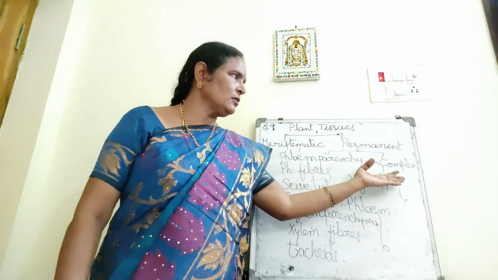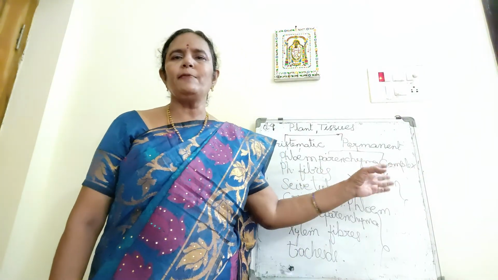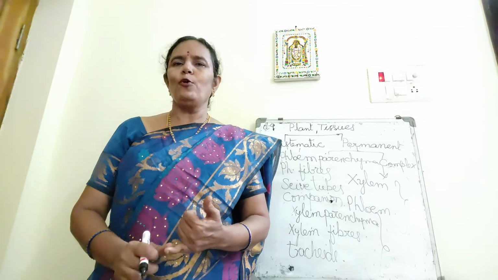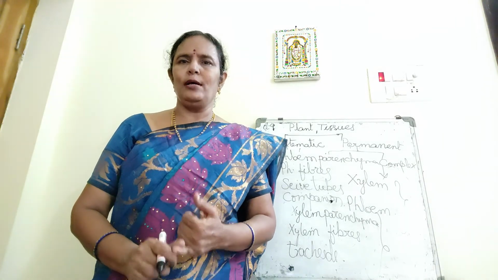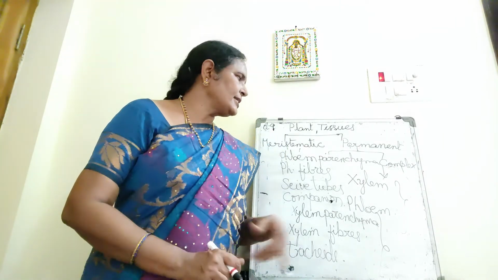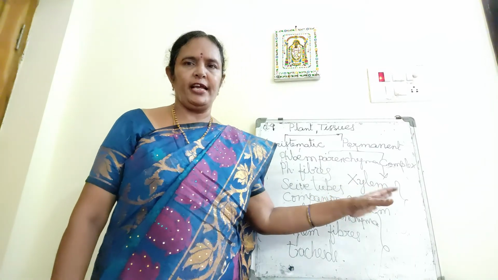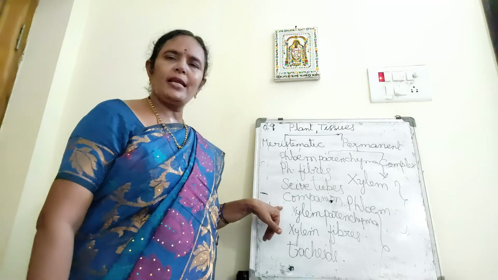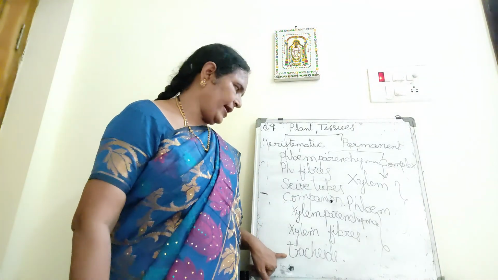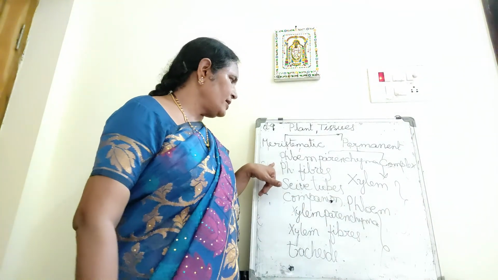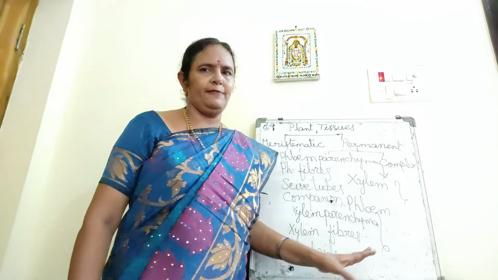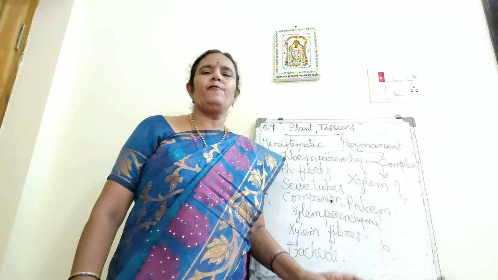Next one, complex permanent tissue. Complex permanent tissue means xylem and phloem. Xylem and phloem together are called vascular bundle. So xylem has different types of cells. What are the different types of cells in xylem? Xylem parenchyma, xylem fibers, tracheids. In phloem, phloem parenchyma, phloem fibers, sieve tubes and companion cells. These are the different types of cells present in xylem and phloem.